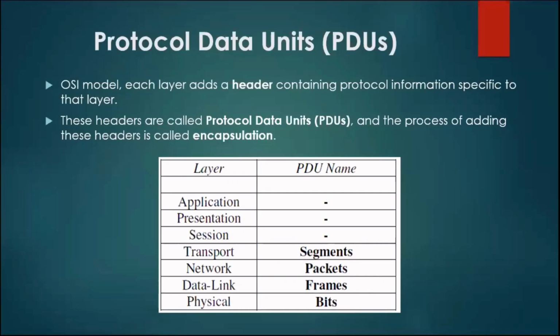Then let's look at something called protocol data units, which is nothing but how each layer would try to segment or understand the data, or add its layer of information to the information which is coming across to that particular layer. So in the OSI model, each layer adds a header containing protocol information specific to that layer, right?